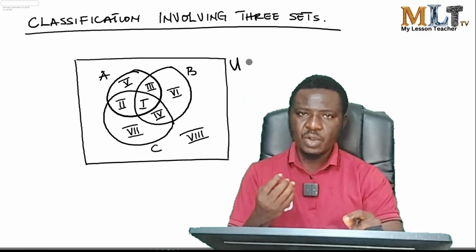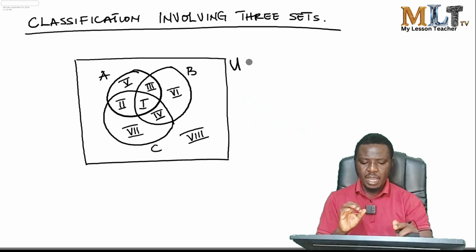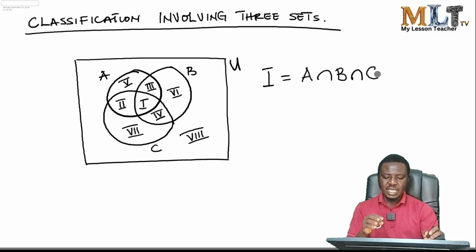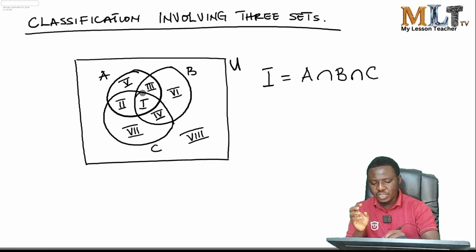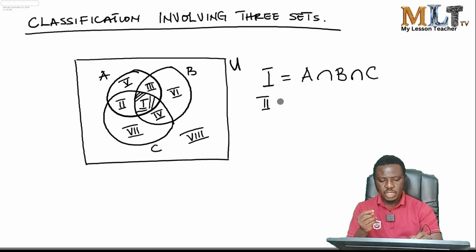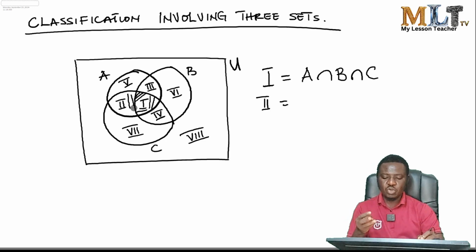We have region 1, which is said to be the intersection of sets A, B, and C, and region 1 can be represented or denoted using set notation as A intersection B intersection C. This means that this is a region where you have all the three sets in play. So this particular region is said to be region 1, and it can be represented as A intersection B intersection C.